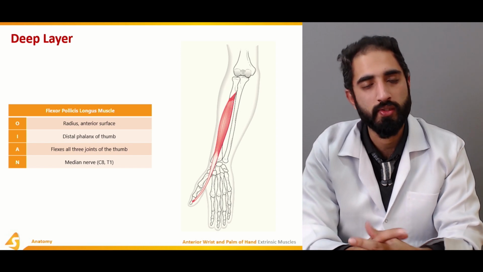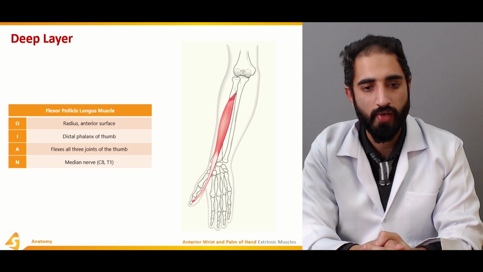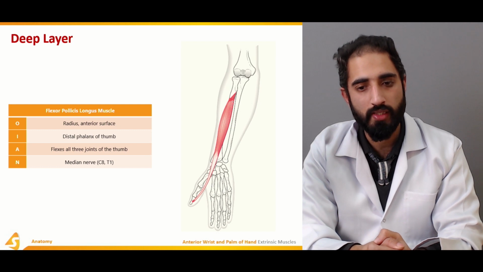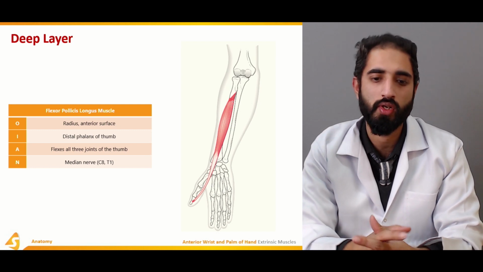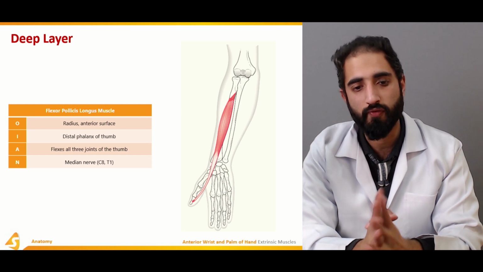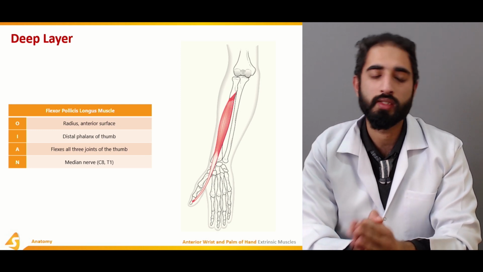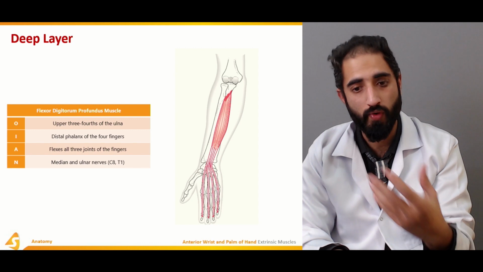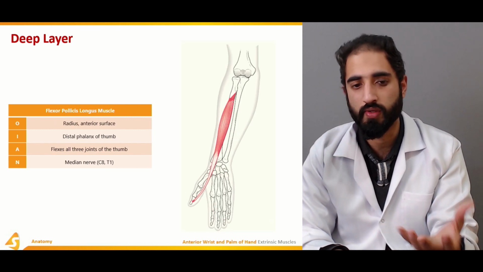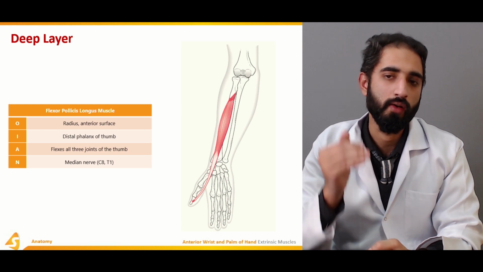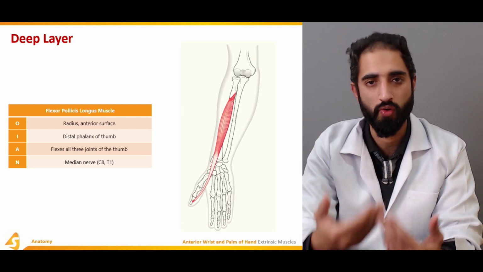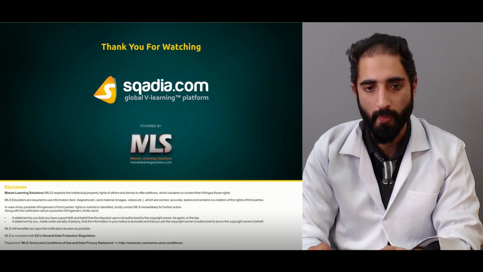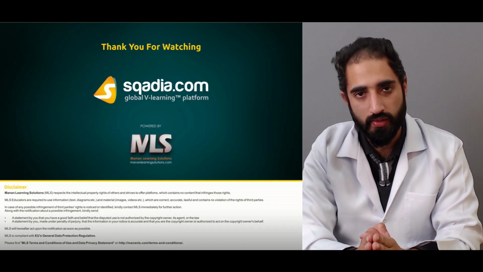Now talking about the flexor pollicis longus muscle, flexor means obviously it's a flexor, and pollicis means it acts at the thumb. The origin is the anterior surface of the radius, its insertion is the distal phalanx of the thumb, and it flexes all three joints of the thumb. So the function is similar to the flexor digitorum profundus, but profundus only acts on the second to fifth digits, so for the first digit the flexor pollicis longus serves the same function. The nerve supply is the median nerve, and the nerve roots include C8 and T1. So that was all about the extrinsic muscles of the wrist and hand.